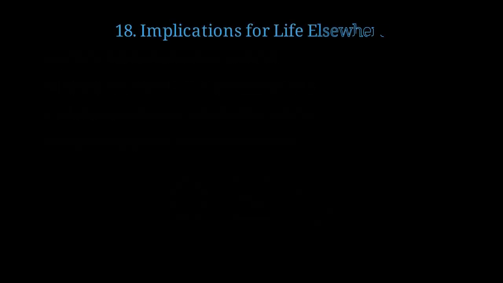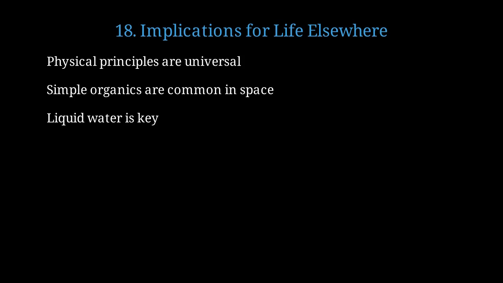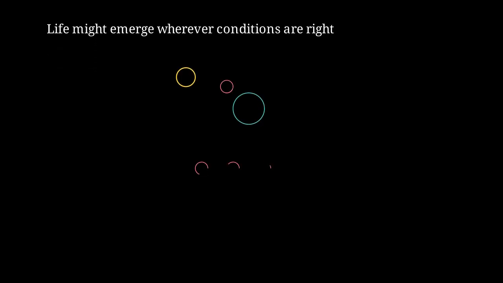What does this tell us about the possibility of life elsewhere in the universe? The physical principles of surface tension and droplet division are universal, working the same everywhere. Simple organic molecules, including fatty acids, are common in meteorites and interstellar space. Liquid water appears to be the key requirement, as it enables the chemistry and physics we've discussed. This suggests life might emerge wherever the right conditions exist, making it potentially common in the universe. From emergence to evolution, the journey of life can potentially unfold anywhere in the universe where conditions are right.